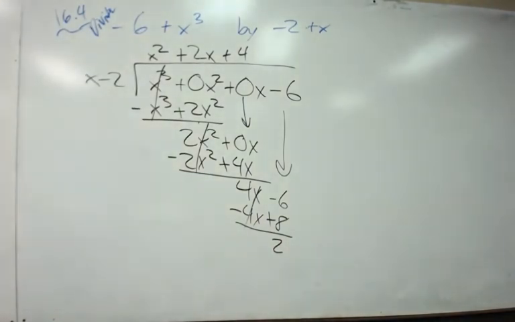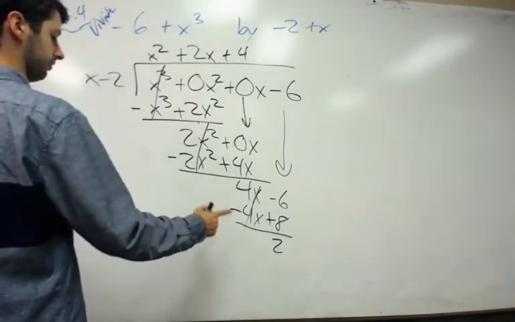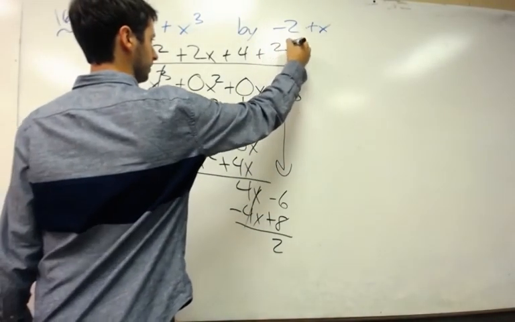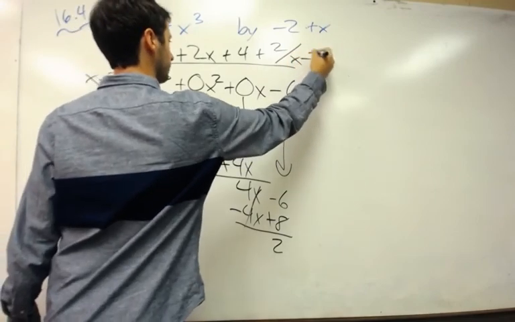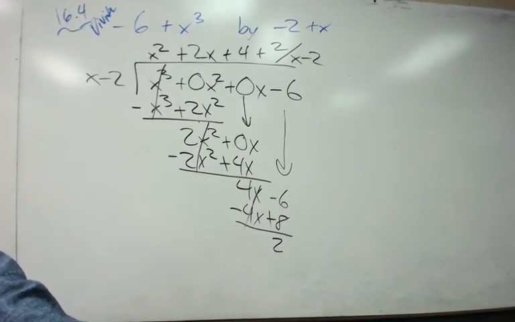And so we have a remainder of 2, positive 2, over x minus 2. And that's how you solve them if it doesn't give you all the exponents. But that is how you do division. Just need to spend time practicing this, and you'll master it in no time.